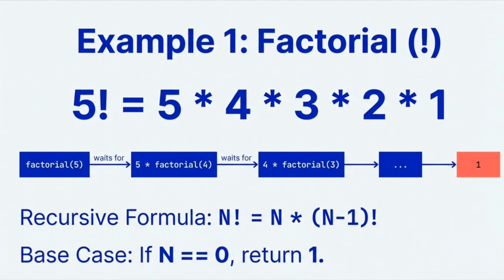To find 5 factorial, the function factorial 5 waits for 5 multiplied by factorial 4 and so on until it hits the base case. If n equals 0, then it returns 1.